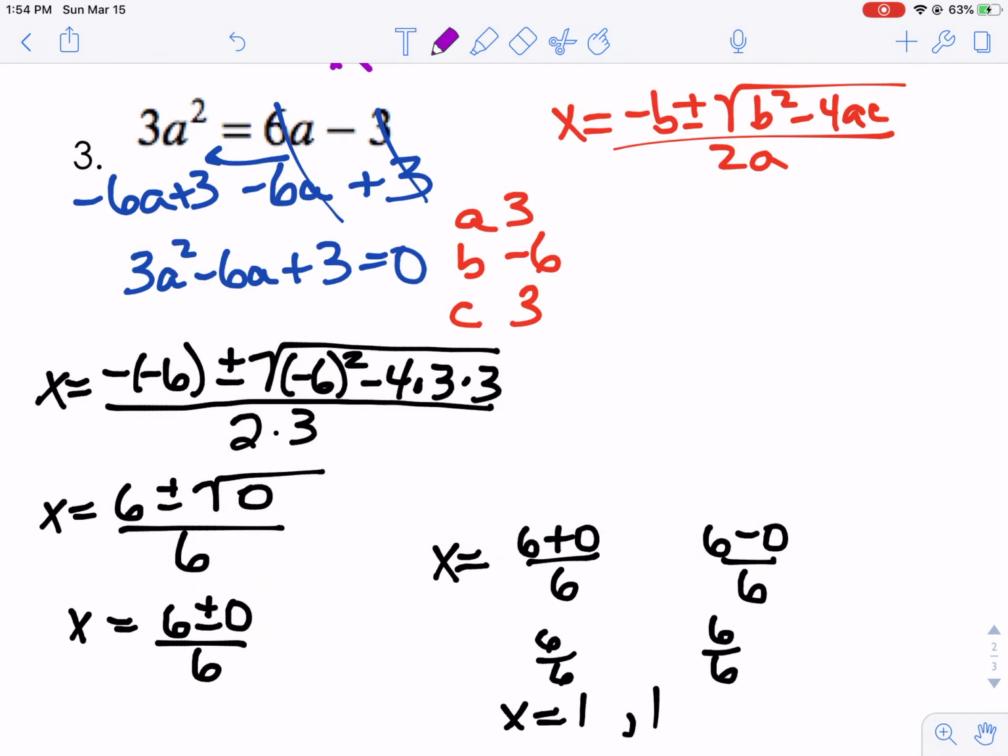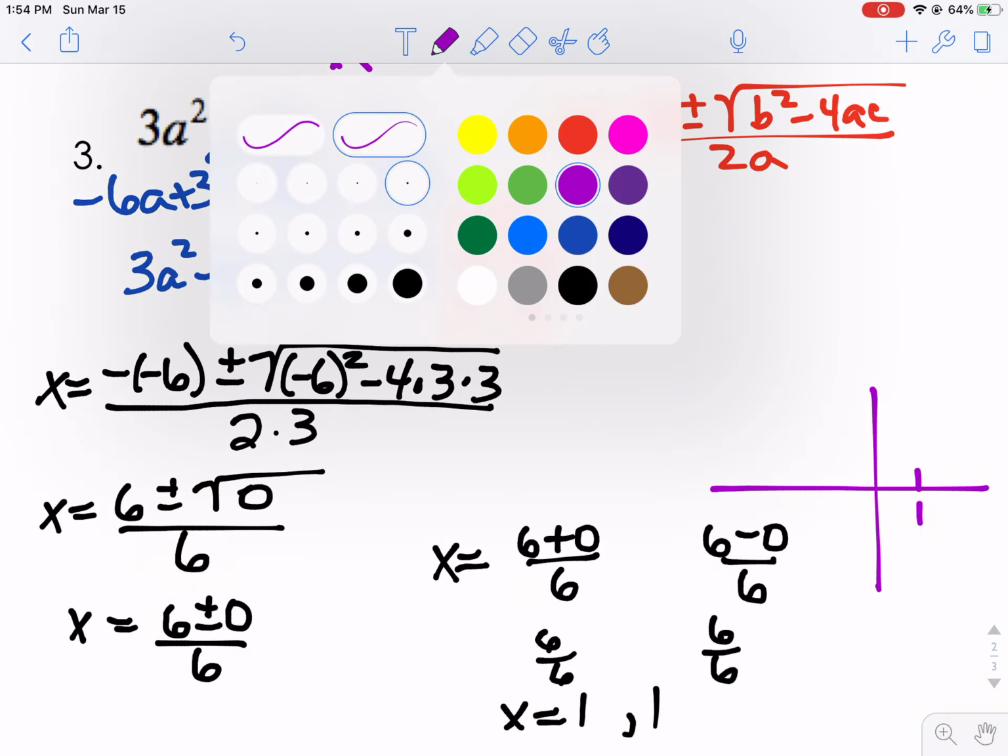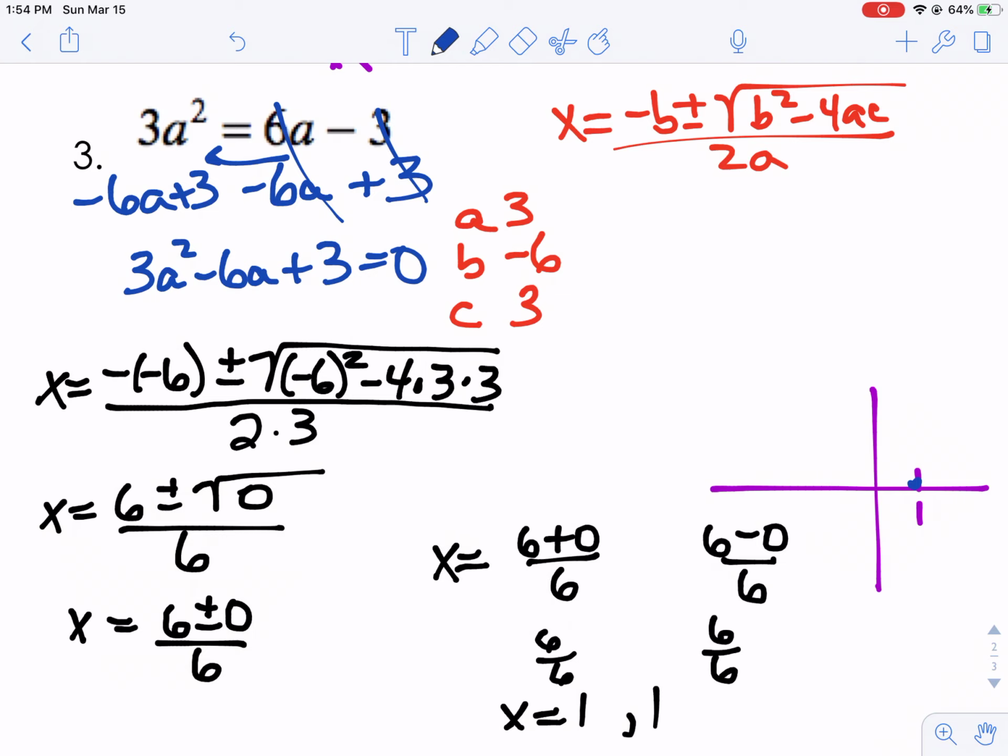Well, what this means graphically is since I got the same answer twice, then that means the roots of that parabola is actually only 1, and it happens to mean that's where the vertex hits the x-axis. So it is possible that the parabola has one root, and that's if your vertex touches the x-axis, and that's why you get the same answer twice.